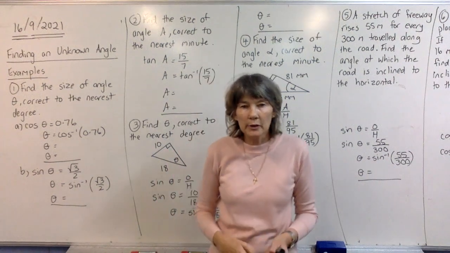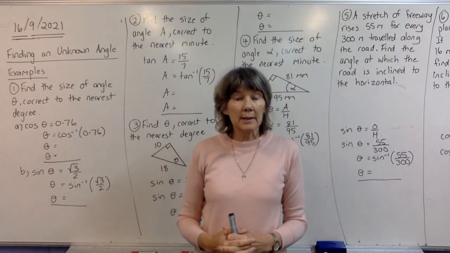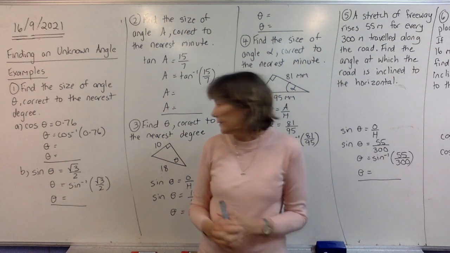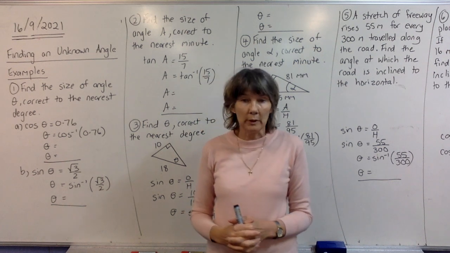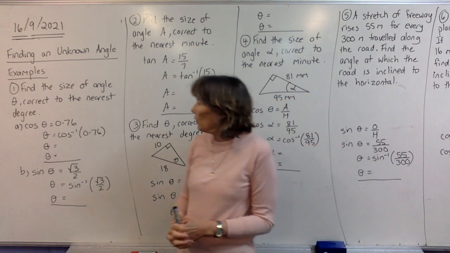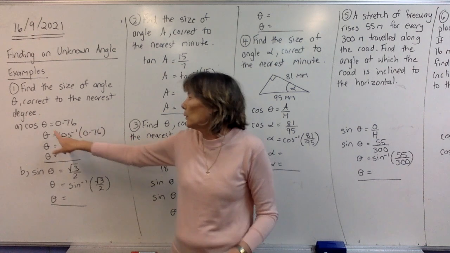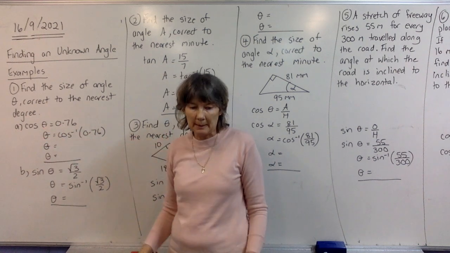Okay, so we're going to do some examples today on finding an angle. Last lesson we did finding a side. Today we're finding an angle in a right-angled triangle. Alright, so we're starting off with just being given a statement and then working out how we're going to find this angle over here.